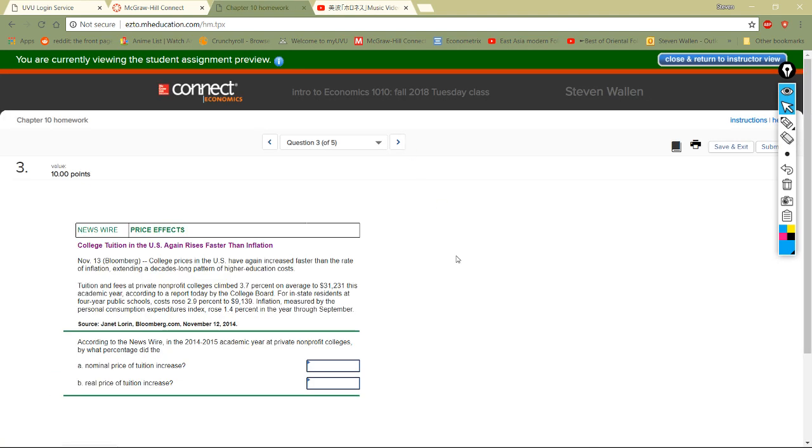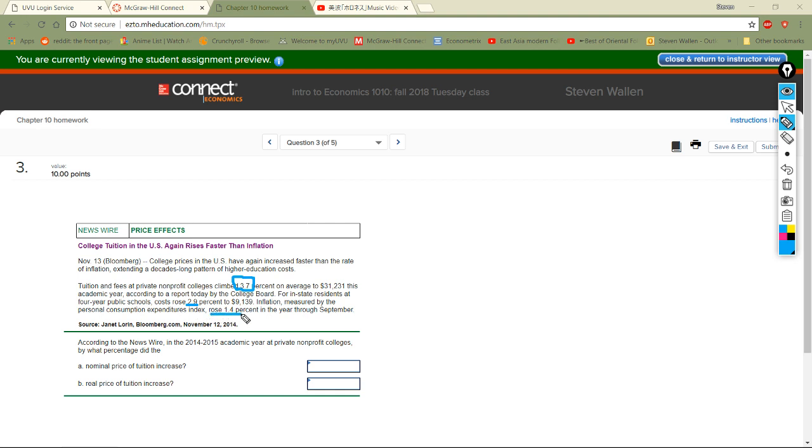Question 3. Ooh, tuition in the U.S. All right. So you got to pull some numbers out of here. Let's go number pulling. College prices in the U.S. have again increased faster than the rate of inflation over and over again over long decades. And so now we got extreme high tuition because it's been doing that year after year. Tuition fees at a private college climbed 3.7%. That's a big number. On average, this academic year, according to the report by College Board, for in-state residents, four-year public schools cost. So for in-state, for public schools, the rate is 2.9%. All right, measured by the Personal Consumption Expenditures Index.